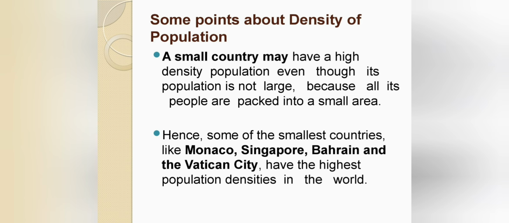Second, some of the smallest countries like Monaco, Singapore, Bahrain and the Vatican City have the highest population density in the world. Though they are very small countries and have small land areas, more people are packed into a small area, so they have the highest population density in the world.